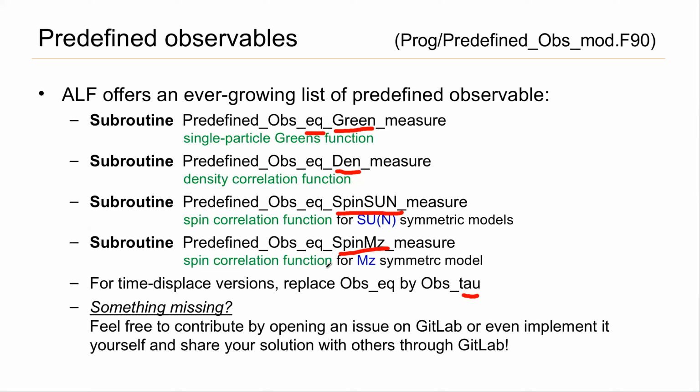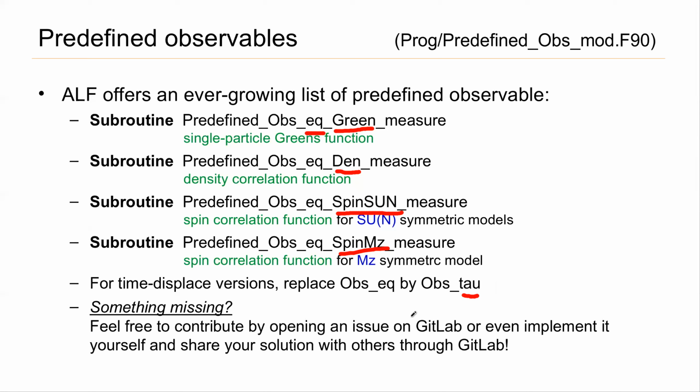And allow me to do a little bit of advertisement here as well. If you find that there is an observable which is probably generic and many models would be interested in measuring, something which is still missing here in this list, please feel free to open an issue on GitLab to tell us, hey, that would be a cool observable that we should implement. Or you could implement the routine yourself and then share the solutions with others by the same means of Git.